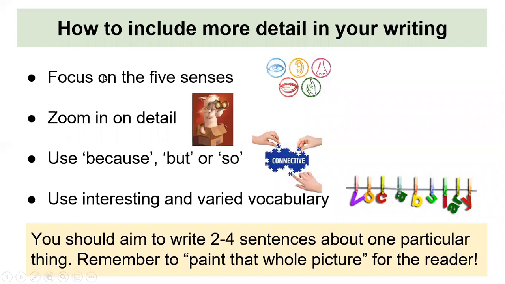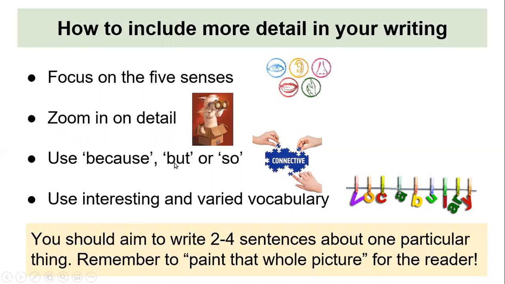So adding more detail, focus on your 5 sentences. What can you see? What can you hear? What does it smell like? What does it taste like? And what does it feel like? How do people feel in this image that you're seeing? Zoom in on detail. As we've looked at images before, pick a small section and describe that small section in clear detail.